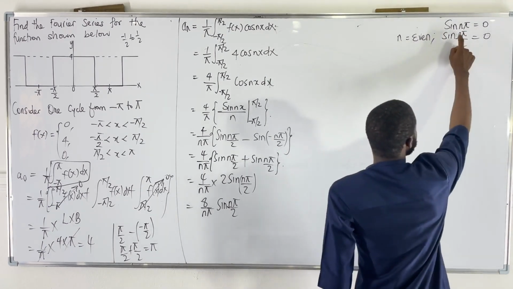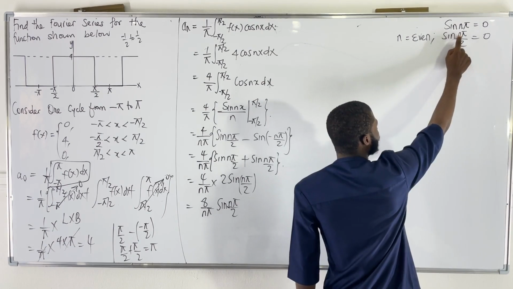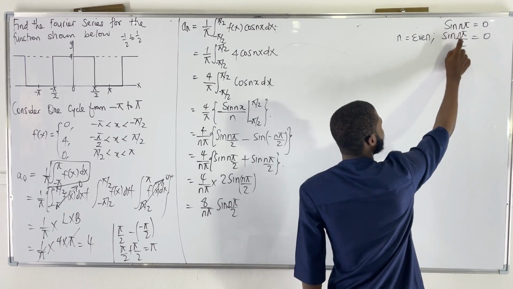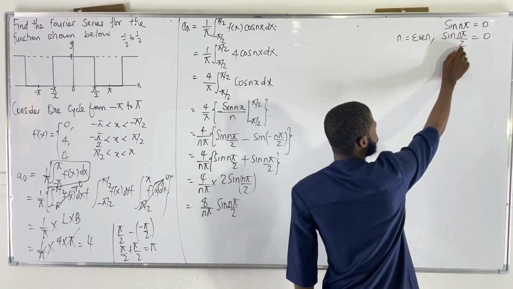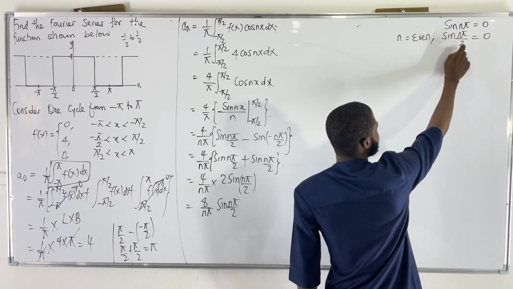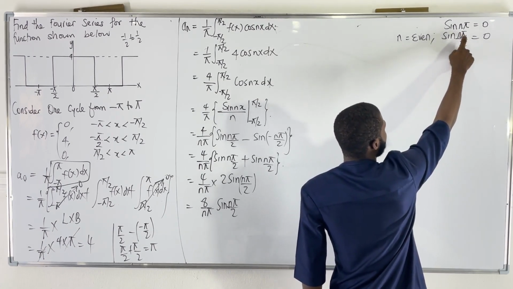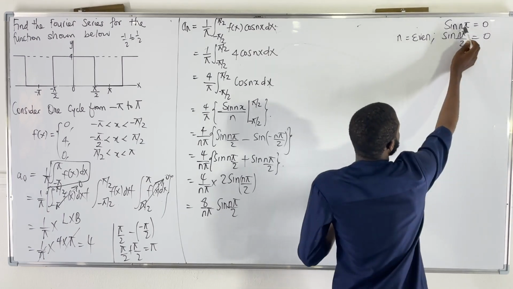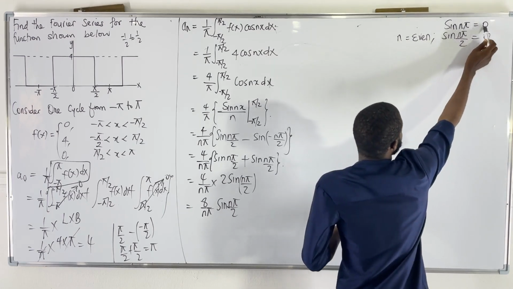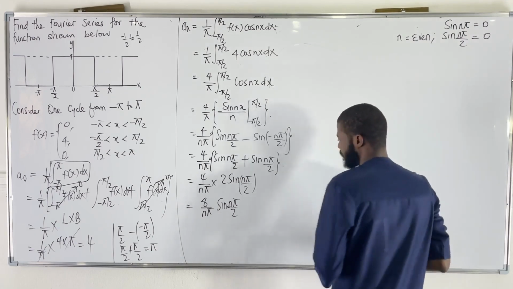Because if this number n here is even, provided this is even, it will then be divided by these 2. So when that even number divides these 2, we'll then be having a number multiplied by pi. And we know that when a number is multiplied by pi, the sine of that will give us 0. So that's why this will be 0.